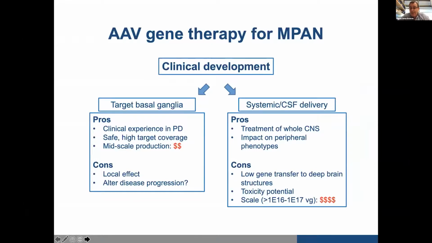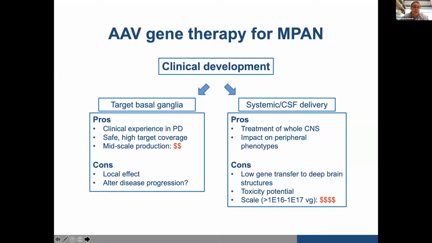One of the things that this will enable is to potentially impact peripheral phenotypes, since systemic delivery through the vasculature would naturally transduce quite a few tissues, including the liver, muscle, heart, etc. CSF delivery does that to a certain extent as well, because a lot of virus actually escapes to the periphery.